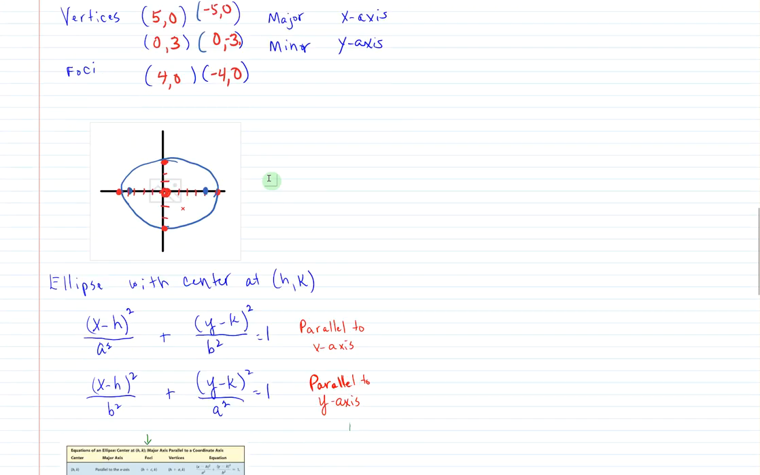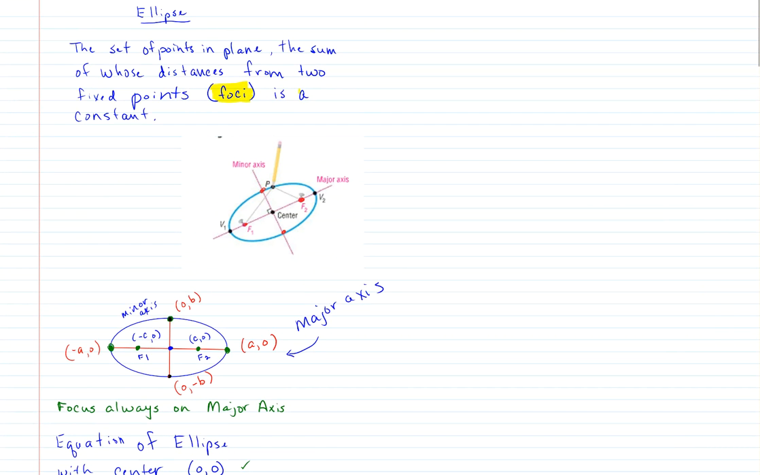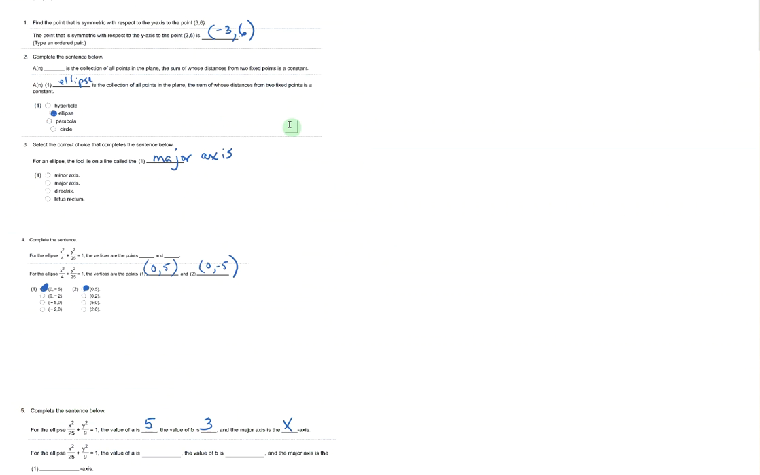All right, let's go look at our problem sets and see what we have there. Number 1, find the point that is symmetric with respect to the y-axis to the point 3, 6. Well, the point that would be symmetric would still be on the y value of 6, but it would be -3, 6. Blank is the collection of all points in the plane, the sum of whose distance from two fixed points is constant. That's the definition of the ellipse.